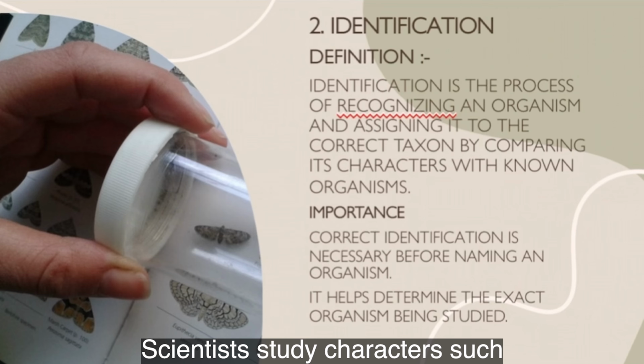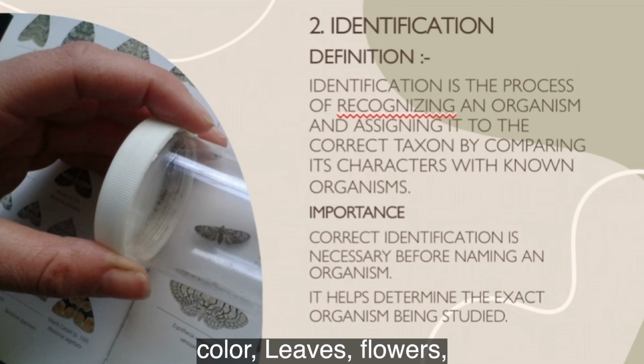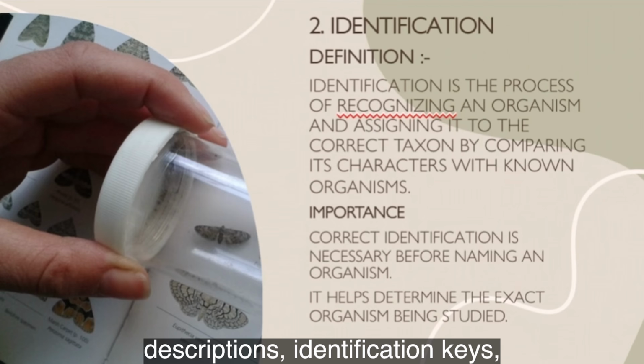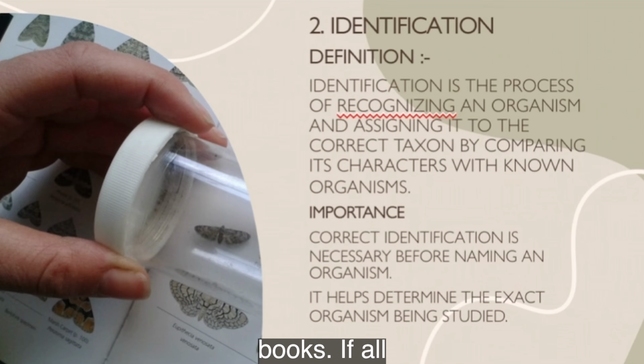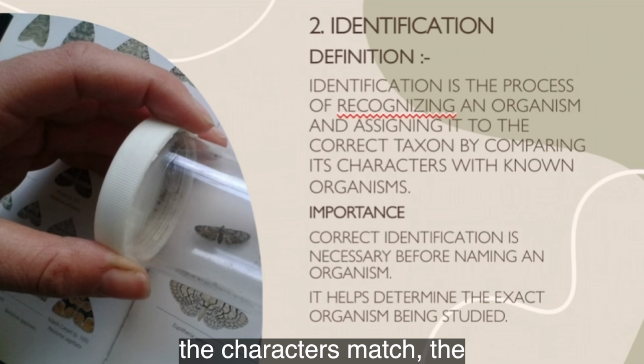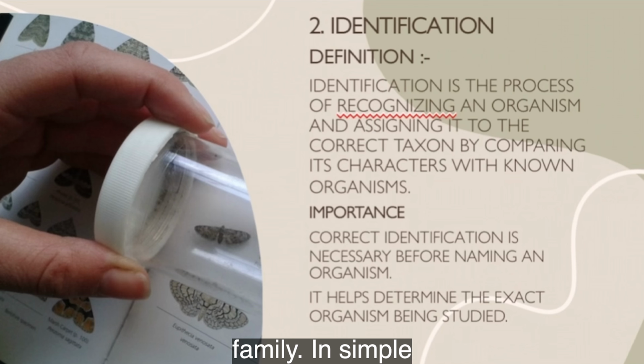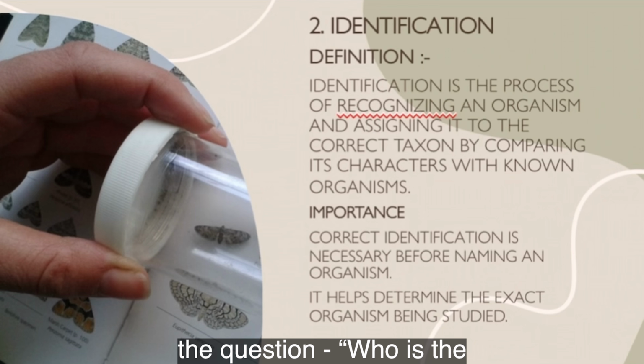Scientists study characters such as shape, size, color, leaves, flowers, fruits, stems, roots, or body structure, depending on the organism. These characters are then compared with standard descriptions, identification keys, herbarium specimens, or reference books. If all the characters match, the organism is assigned to the correct taxon, such as species, genus, or family. In simple words, identification answers the question, who is the organism?